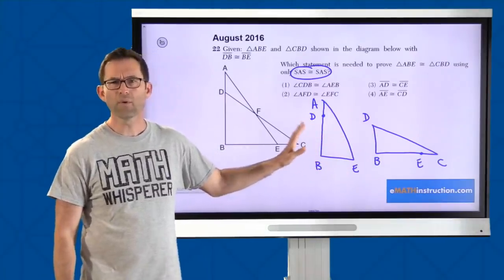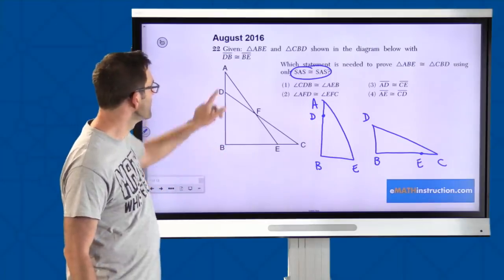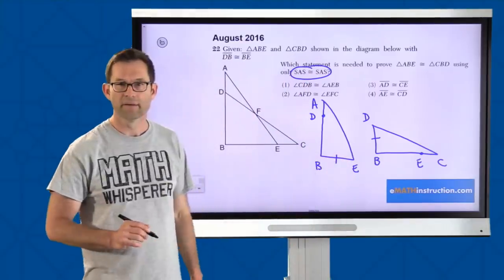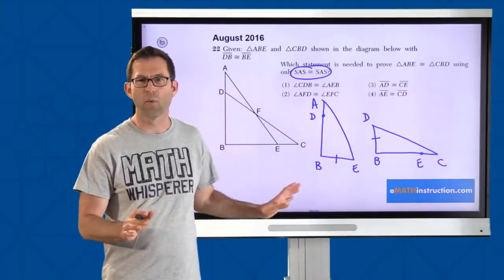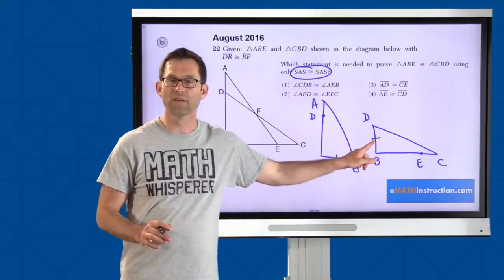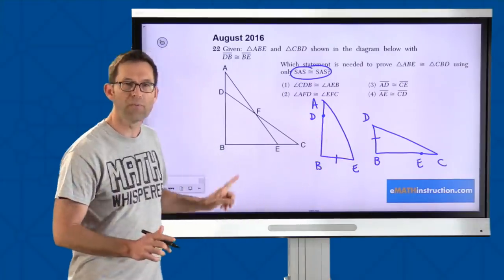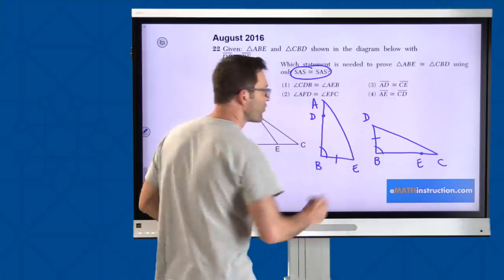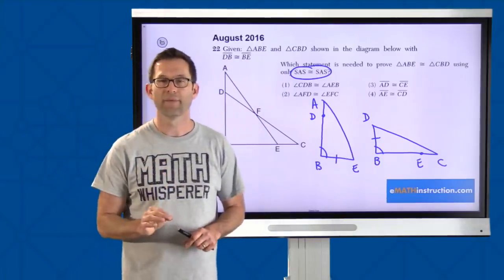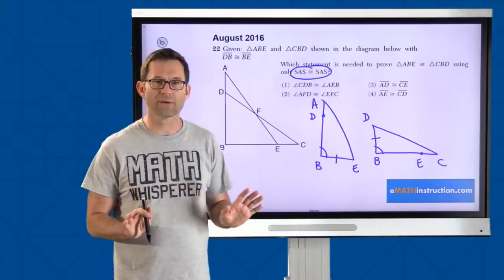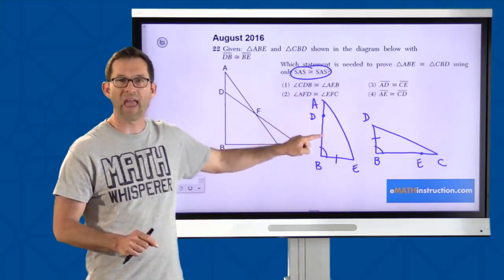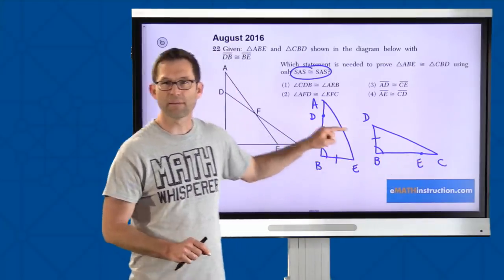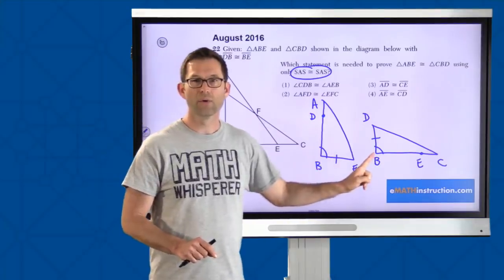All right, now what do I already know? Well, I know that DB is congruent to BE, so I know that this side is congruent to this side. I know they're in kind of funny locations, but whatever, right? BE is congruent to DB. The other thing that I know, because these two triangles overlap, is that angle B is congruent to itself. That's called the reflexive property of equality. Now, the only way I can use side angle side is if somehow I can make AB congruent to BC. All right? I somehow have to have AB congruent to BC.